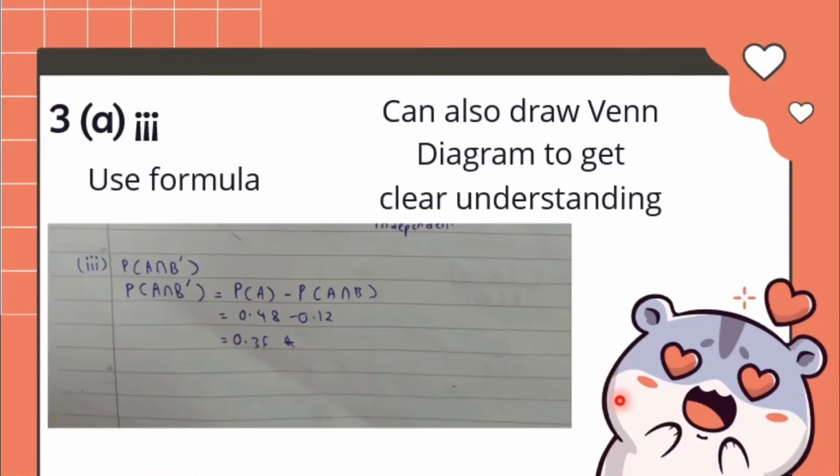Okay, for the third question, we need to find the probability of A intersect with B prime. To solve this, we use the formula: probability of A intersect B prime is equal to the probability of A minus probability of A intersect B. Since we already have the values, we will just substitute and then we will get the answer, which is 0.36.